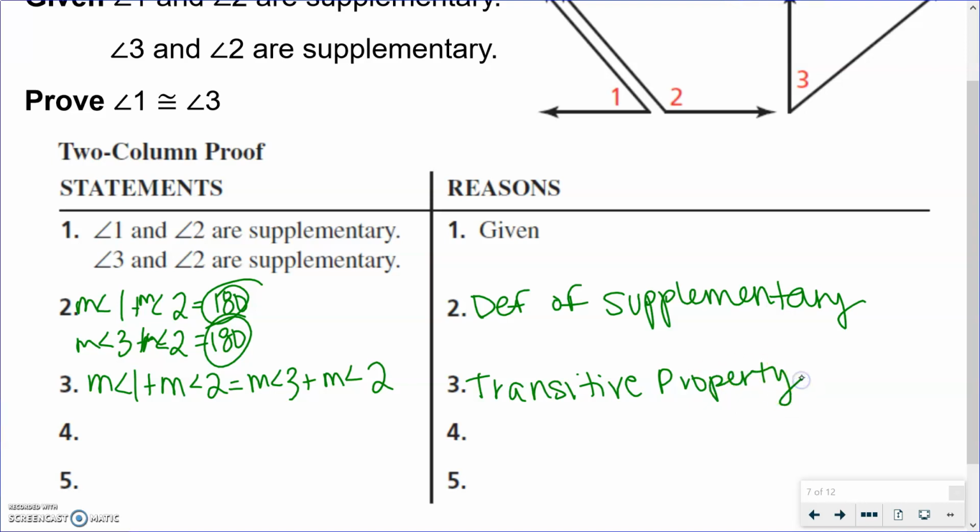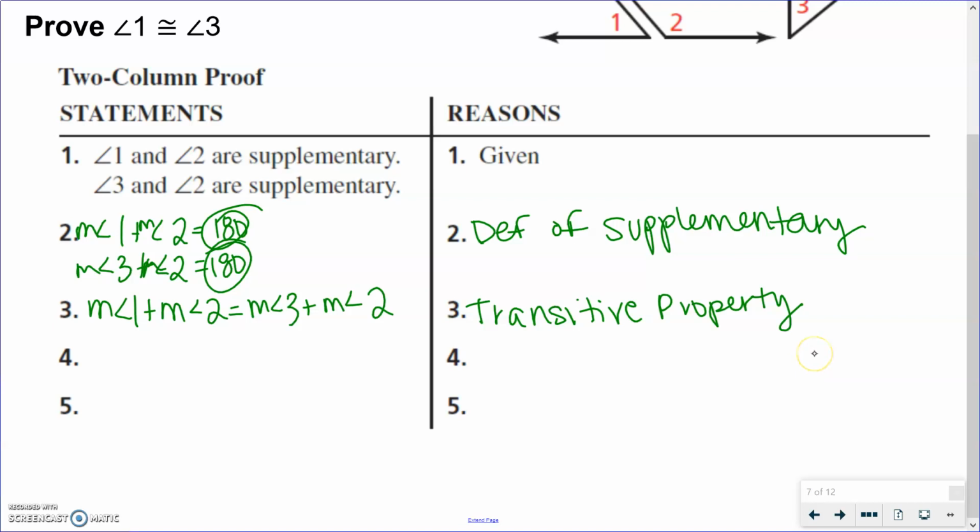Okay, and that's because I can take those two things that are both equal to the 180 and set them equal to each other, because if they're both equal to the same thing, then they're equal to each other, and that's called the transitive property.